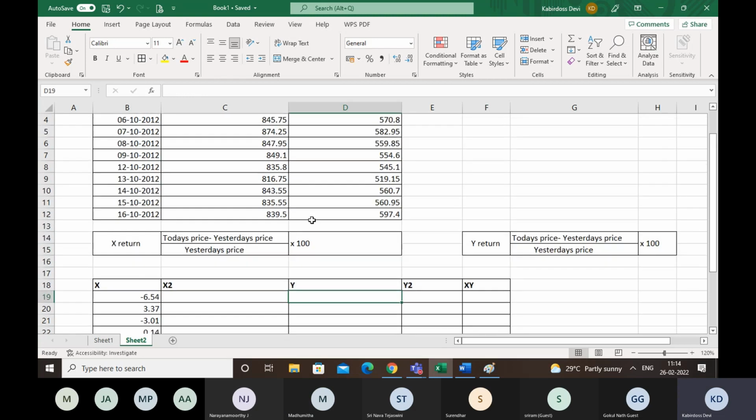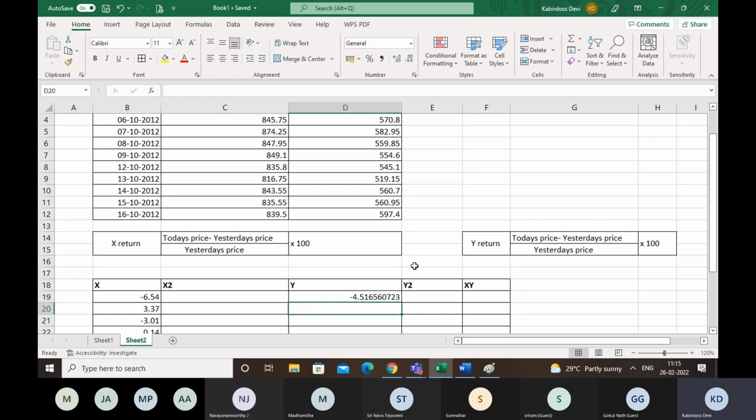Similarly, I am going to find out the y value also, the same way. So equal to, first command. I give the first command, which is D4 minus D3, close the bracket, divided by D3. Again the command is over, into 100.